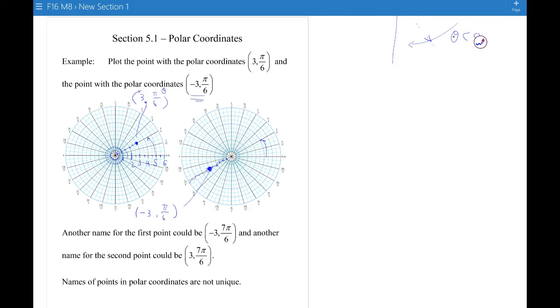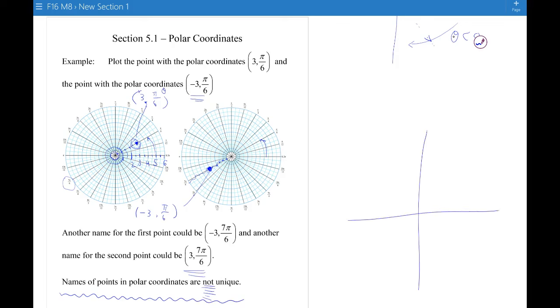the pole. So do you see that another name for the first point could be (-3, 7 pi over 6)? So we could go to 7 pi over 6 and then go -3 and get to the same place. And that the second point could be (3, 7 pi over 6), and you'll end up at the same point. So names of points in polar coordinates are not unique.